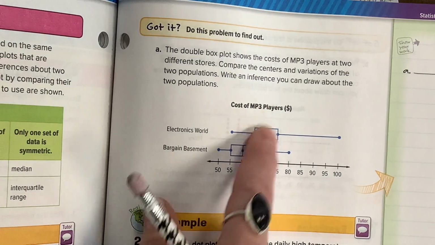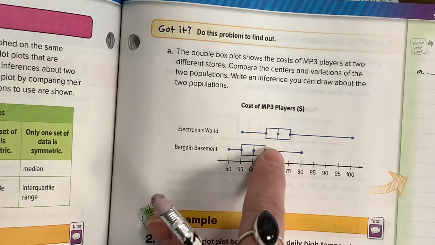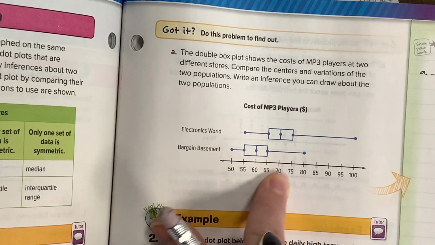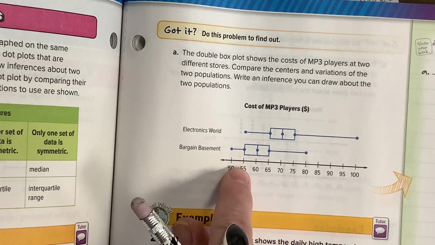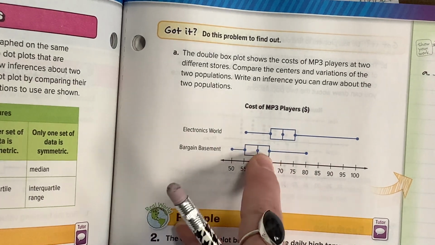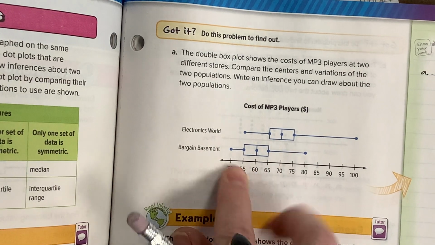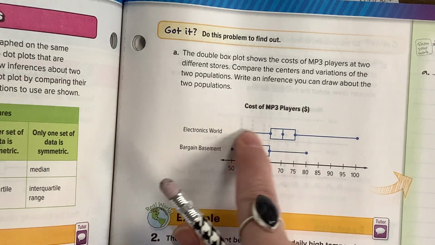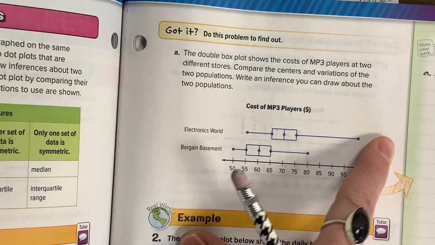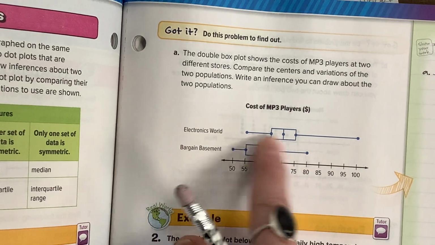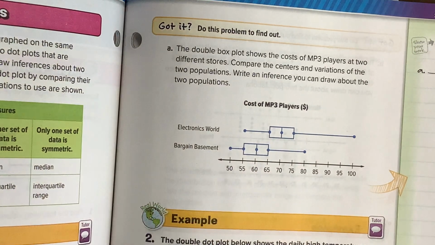Same idea here. If we compare centers, electronics is going to, in general, cost 10 more than bargain basement. But looking at the spread, the interquartile range is the same. But looking at the full range, this one has a way bigger range. The prices are more consistent at bargain basement than they are at electronics world.